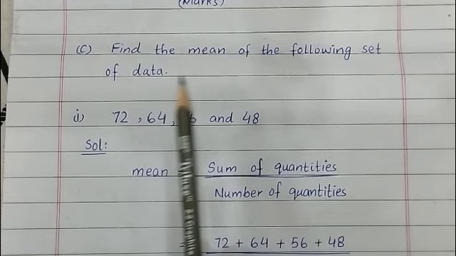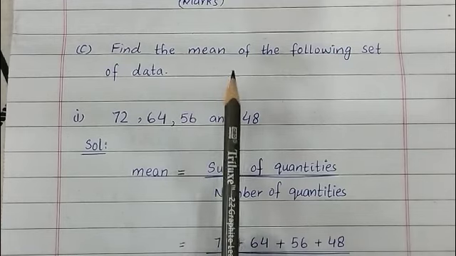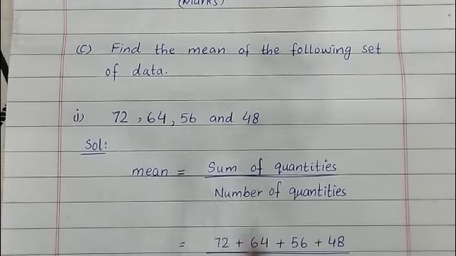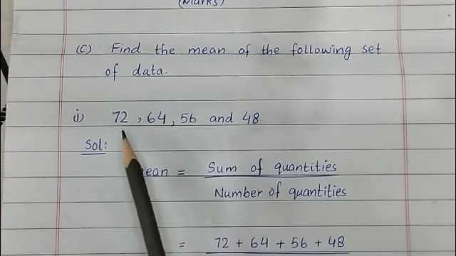Here I am going to explain question number 16 part C in your summer packs class 7th. So let's read the question first. Find the mean of the following set of data. You have to find out the mean of the data that is given here. So first let's read the question. 72, 64, 56 and 48. These are four quantities that are given here and you have to find the mean of these quantities.